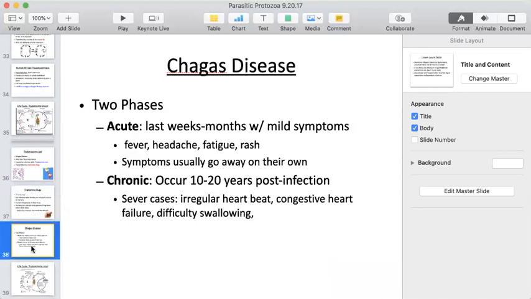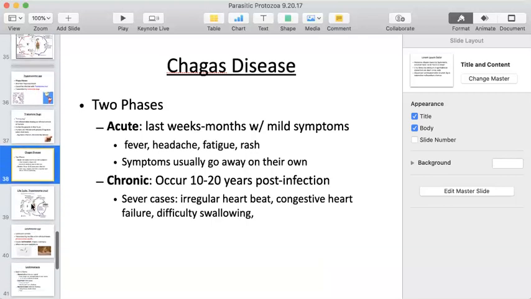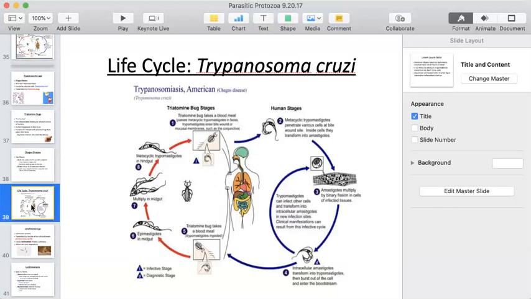There are two main phases of Chagas disease. You might see an acute response that can last for some weeks to a few months. It usually has very mild symptoms, such as a fever or headache. The symptoms can go away on their own. However, if you end up with a chronic infection, it's going to last for a very long time post-infection, over 10 to 20 years. And it can result in some very severe symptoms, such as arrhythmias, irregular heartbeats, congestive heart failure, and difficulty swallowing. Those can be potentially life-threatening side effects of this disease.